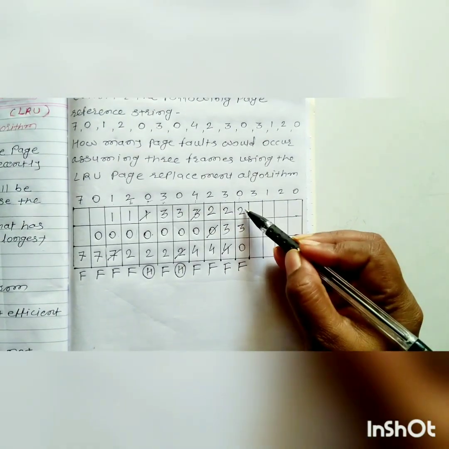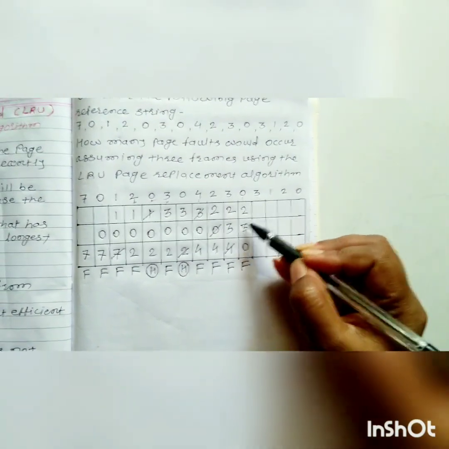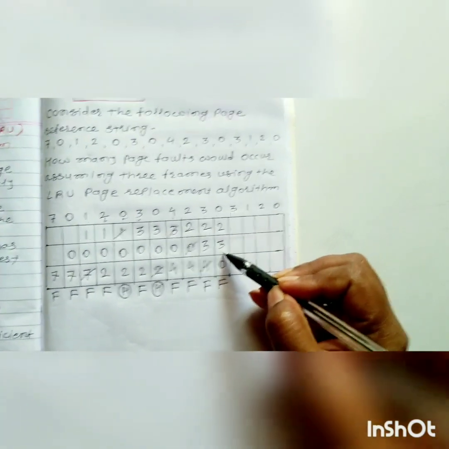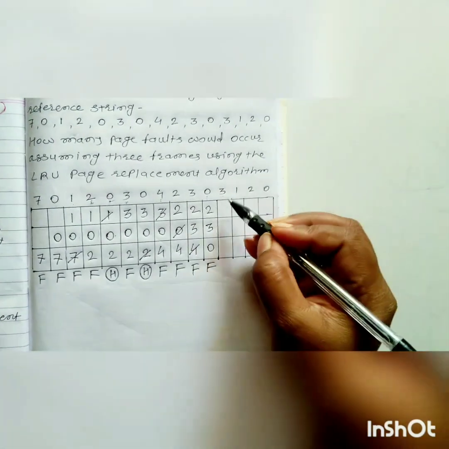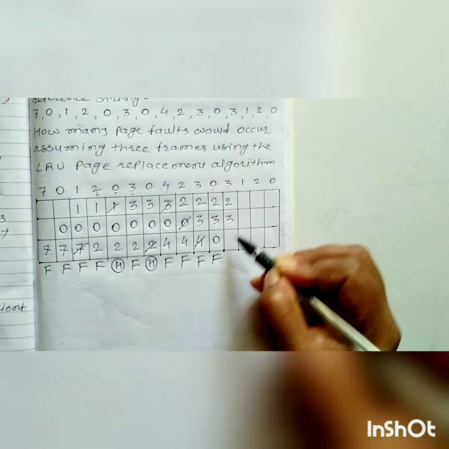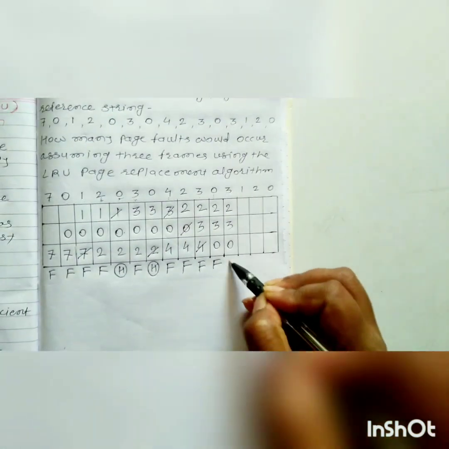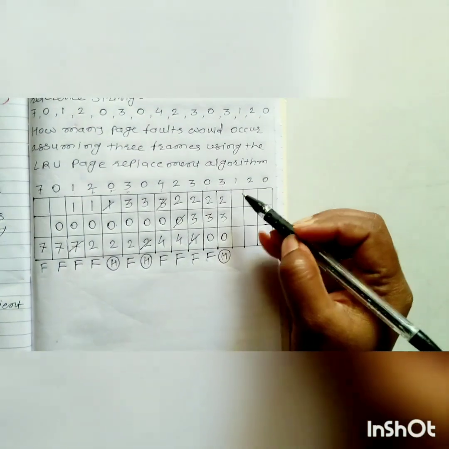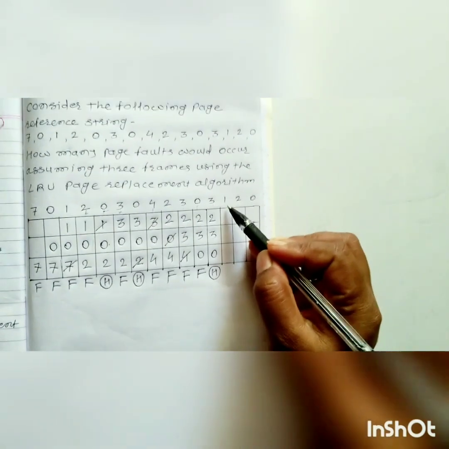Now the next page you want to insert is 3. But if you see the previous frames, this 3 is already there in the main memory. Okay, and this is what? Page hit. So whenever page hit is there, I will write down all the pages as it is. So this is known as page hit.